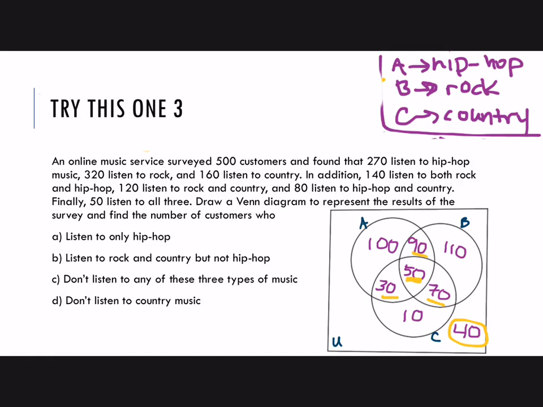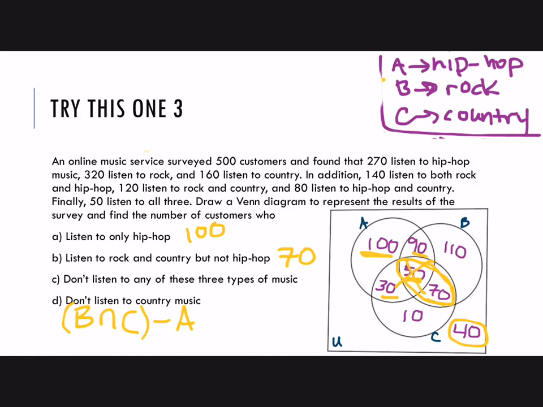Okay, people who listen to only hip hop. All right, that's 100. That's these people. Rock and country, but not hip hop. All right, this would be rock, that's B, and country, B and C, but not hip hop. So we could say minus A to account for that. Okay, so B intersected with C. That's rock and country, but not hip hop. So we don't count the 50 people listening to all three because they were hip hop listeners as well. Right, so this is just 70.